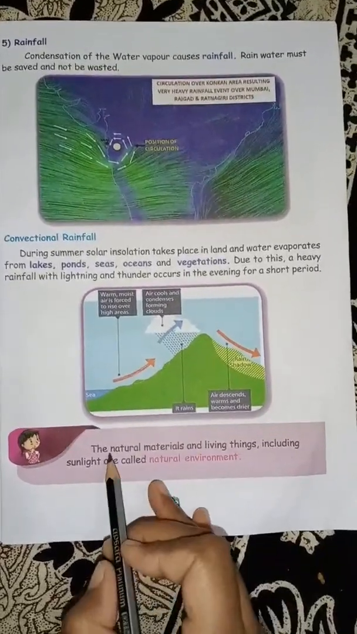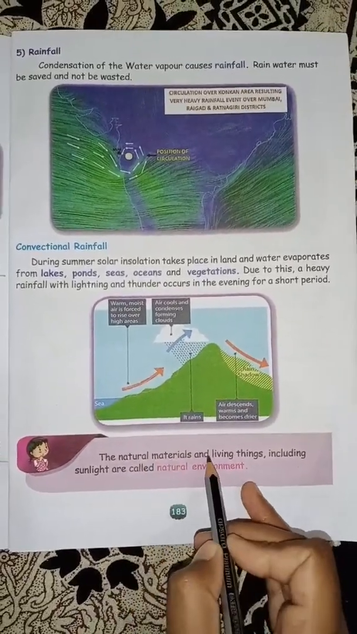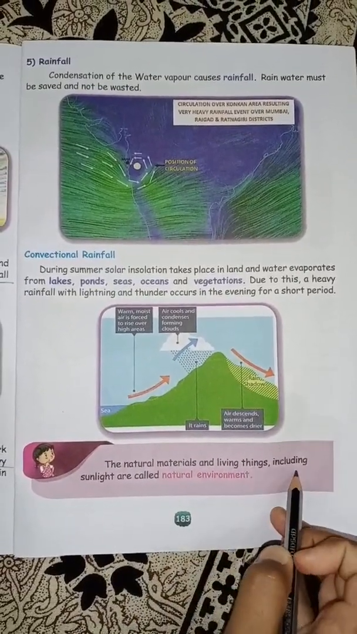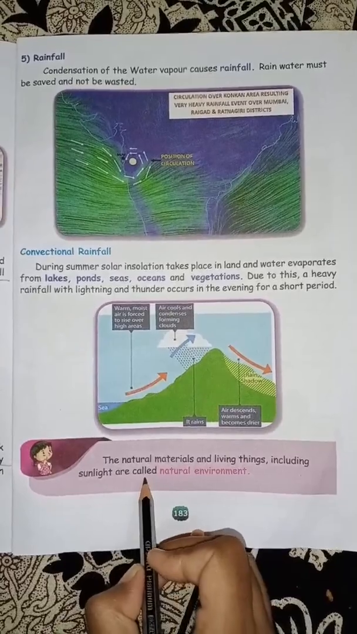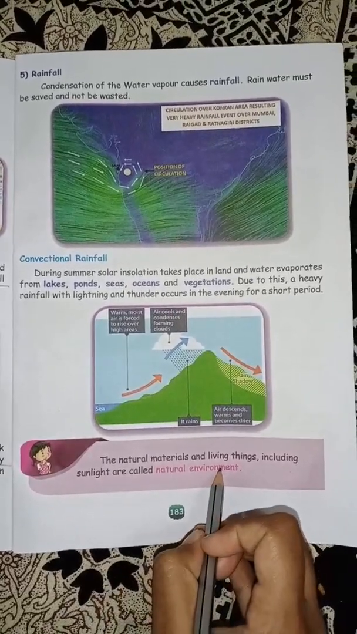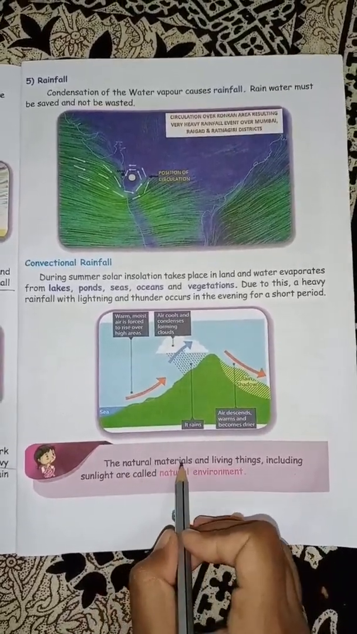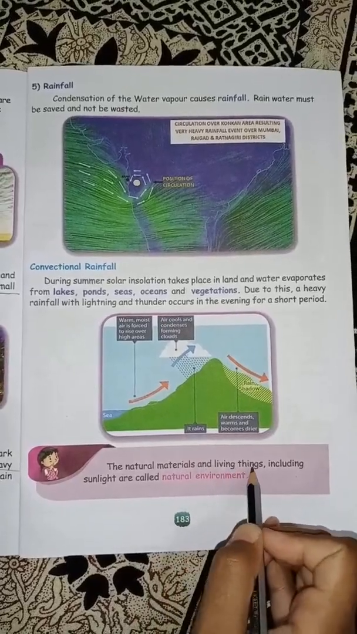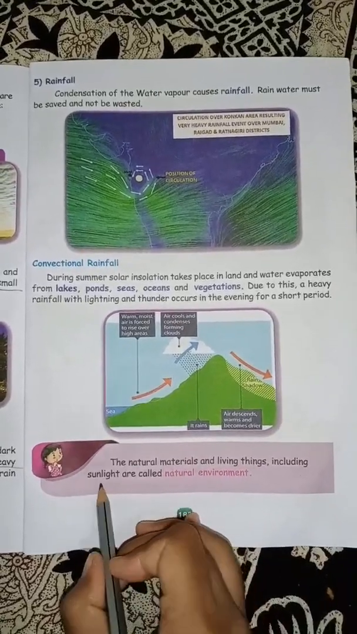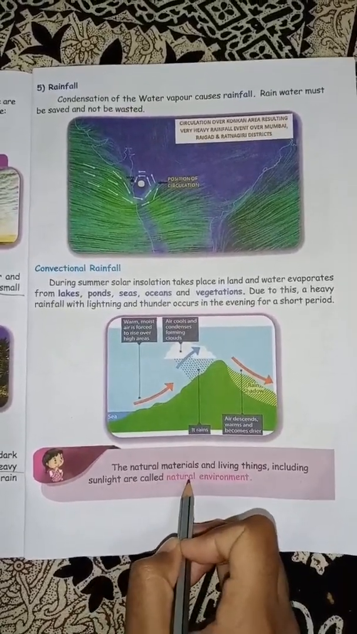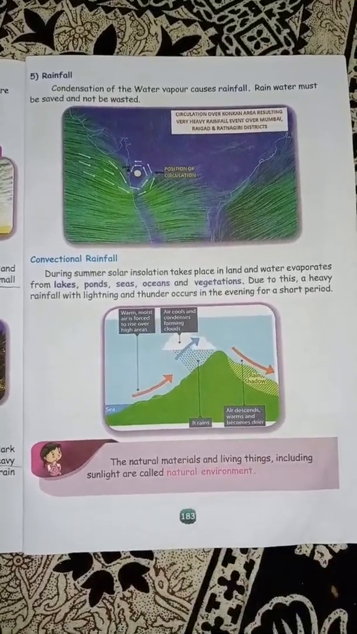Okay, children, here the natural materials and living things including sunlight are called the natural environment.